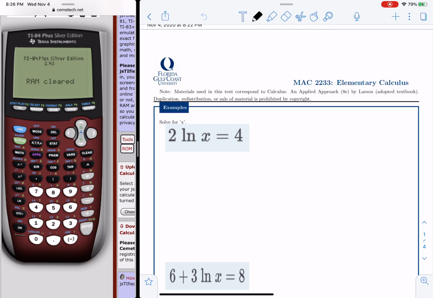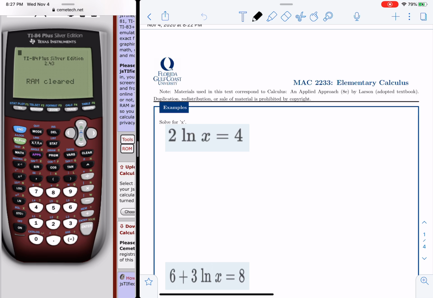Logarithmic equations are equations that contain logarithms. It doesn't matter what type of logarithm; it's going to depend on the base of the logarithm that is in the equation. But if there is a logarithm in an equation, it's called a logarithmic equation.